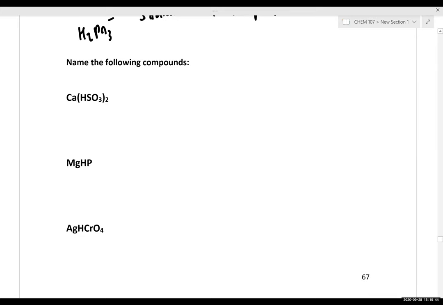Professor, when we are writing each component, do we need to capitalize calcium, hydrogen, and sulfide each separately, or can we capitalize just the first letter of the first portion of the name? Yes, you can just capitalize the C in calcium to start out with, and then everything else could be lowercase. Lowercase, okay, got it, thank you.